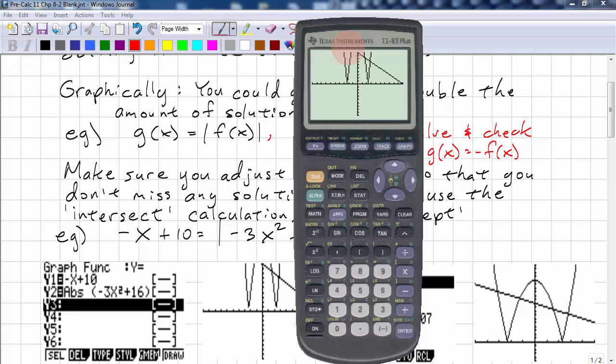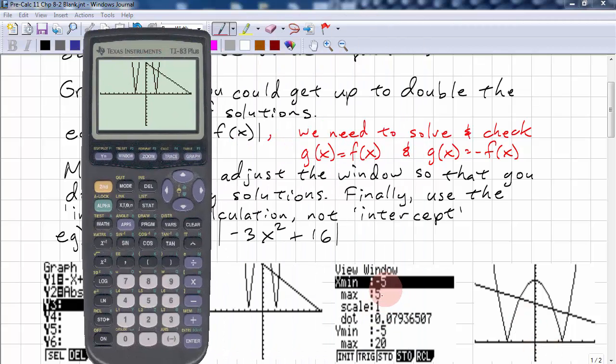Okay, the line intersects somewhere up there, so you need to change the window. And as I suggested, you can narrow the window as well. So window, negative 5 to 5 is good. And we don't need it so low, so we'll go negative 5 and 20. And graph. And we get it looking something like that. So we have 1, 2, 3, 4 solutions.